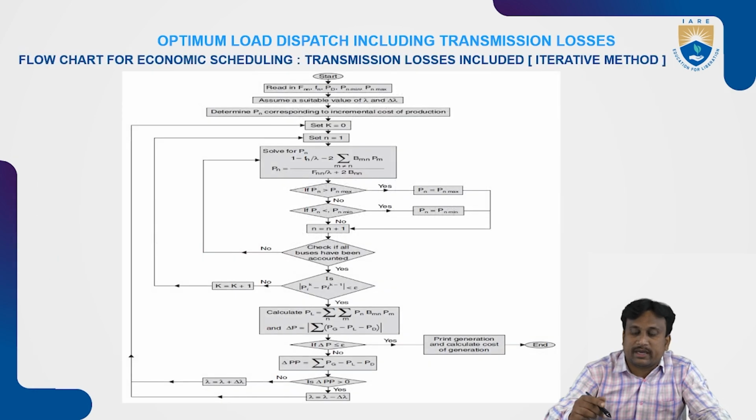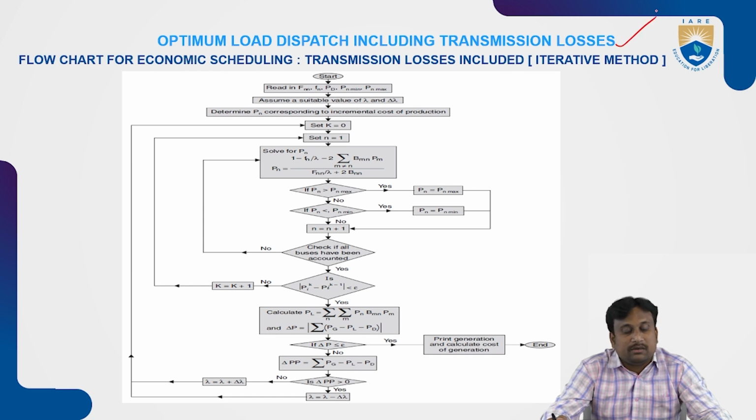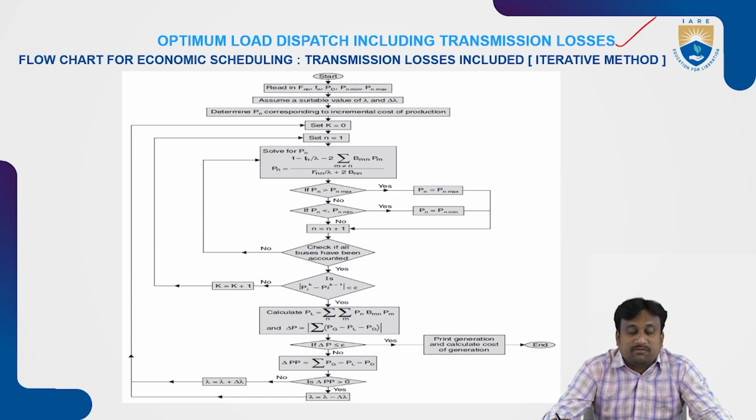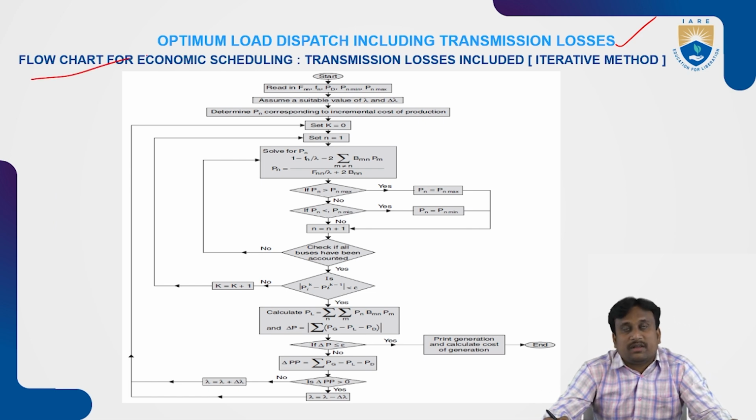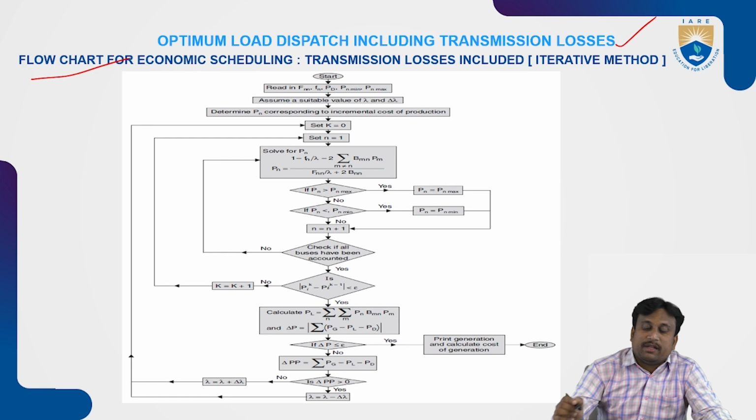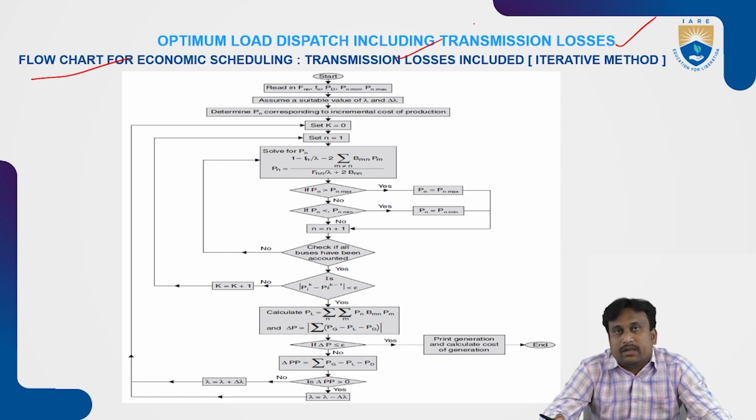So here it is the case of flowchart representation. This is the consideration for transmission losses included. That means flowchart representation for economic scheduling when transmission losses are included.